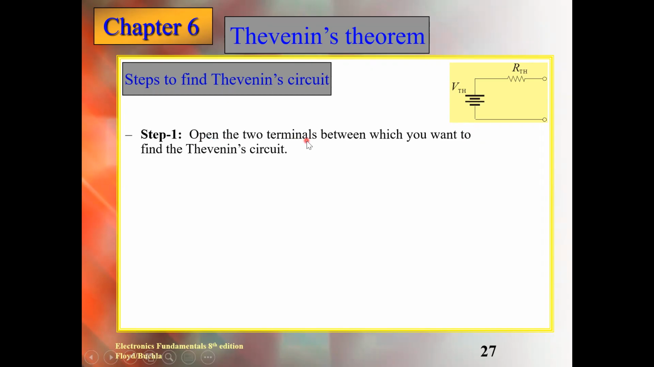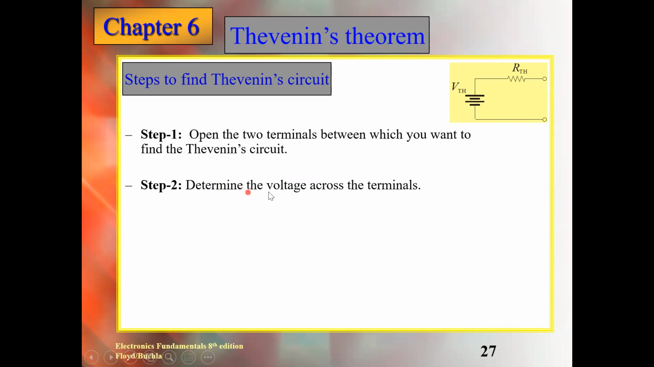So open the two terminals between which you want to find the Thevenin circuit. So you need to open it. How can we open it? If a resistance is there, we will remove that resistance. Once you remove it, it will be an open circuit. So that is the first step. Second step, once you open the circuit and remove the resistance, determine the voltage across the terminals.